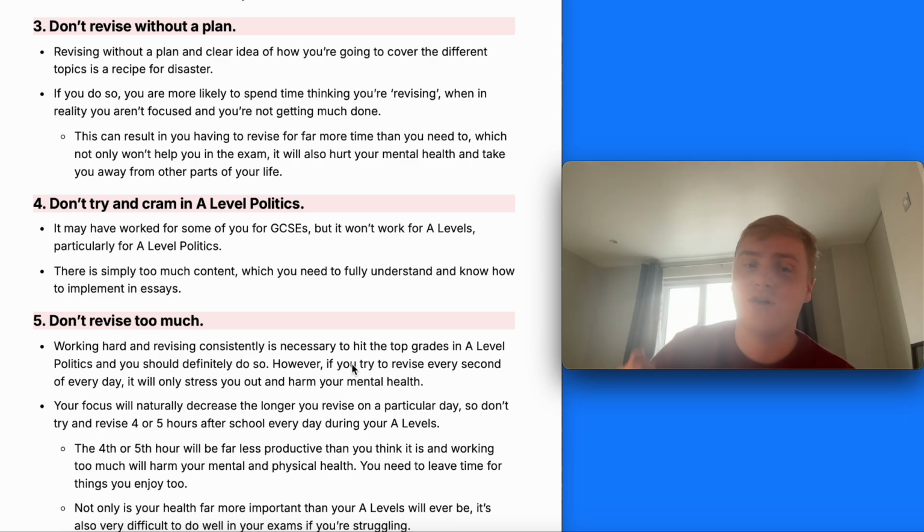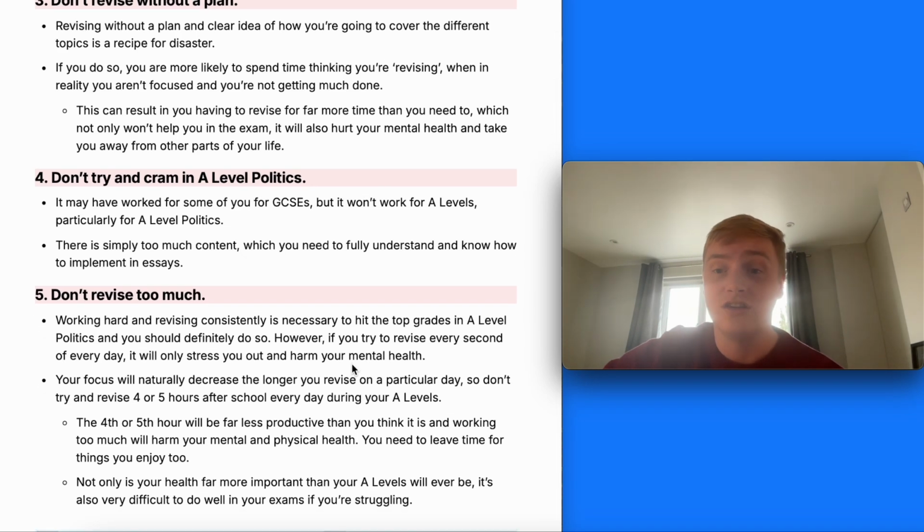Fourth thing is don't try and cram in A-level politics. It may have worked for you for some of your GCSEs. It's definitely not going to work for any of your A-levels, and especially not going to work for A-level politics because there's just too much content. You need to fully understand this content and know how to implement it in essays.